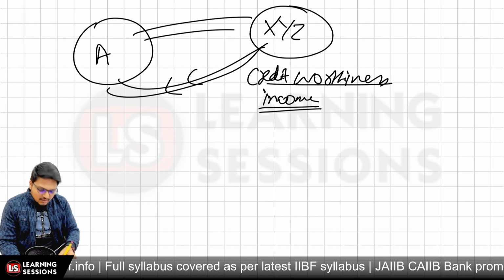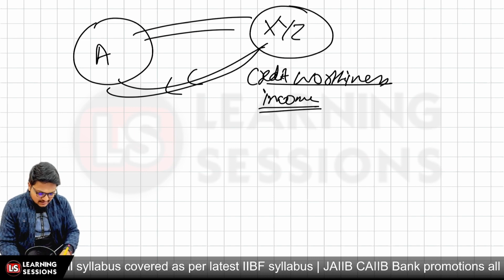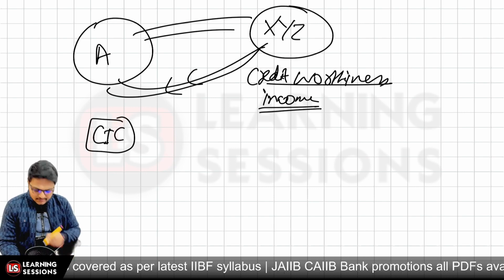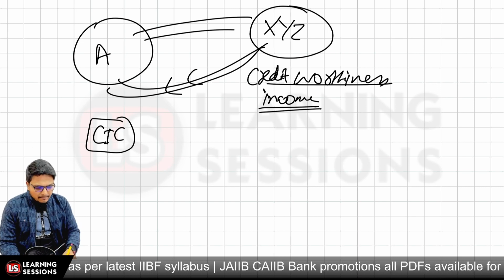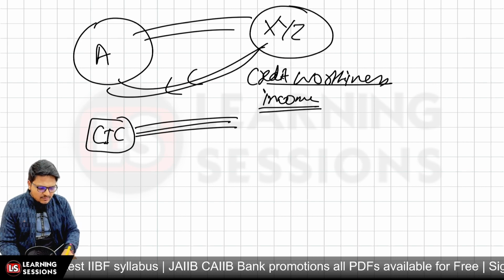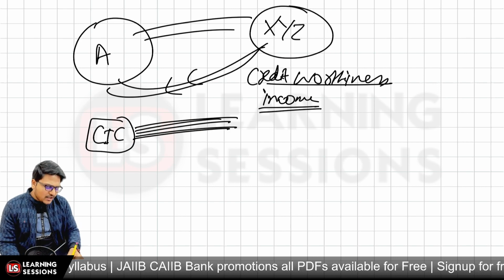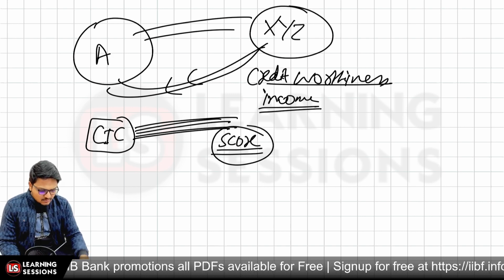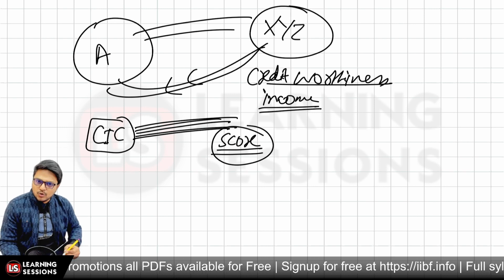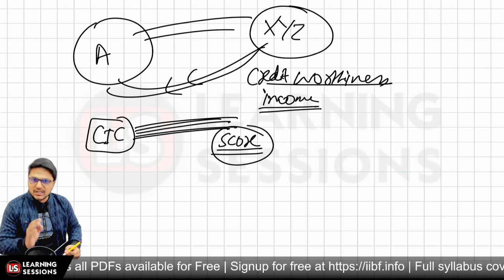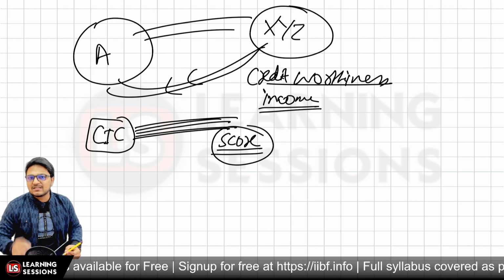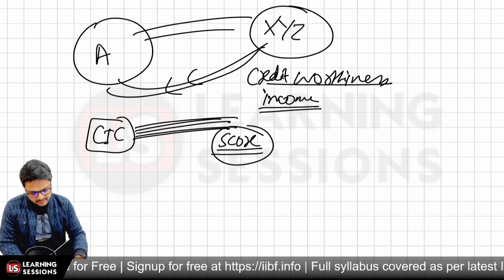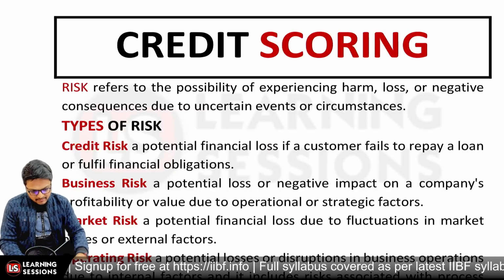But in the case of credit scoring, the CICs, that is, the credit information companies, based upon these different factors, allot a score to the customer, which is said to be the credit score, which makes it much less subjective. Based upon this, the banks can easily lend to that particular person, right? So now let's have a look at that part.